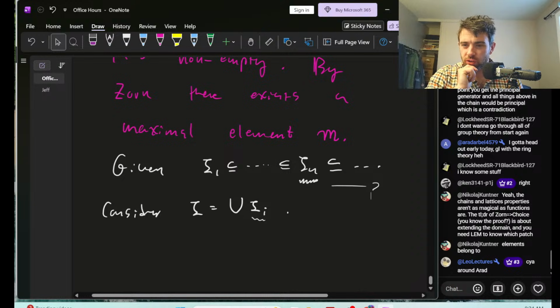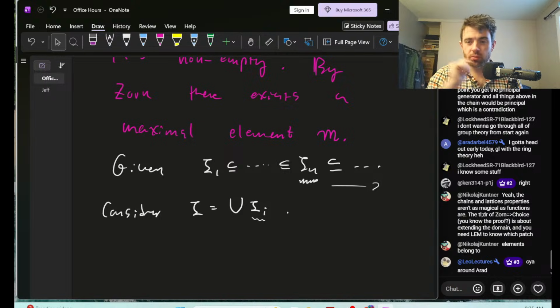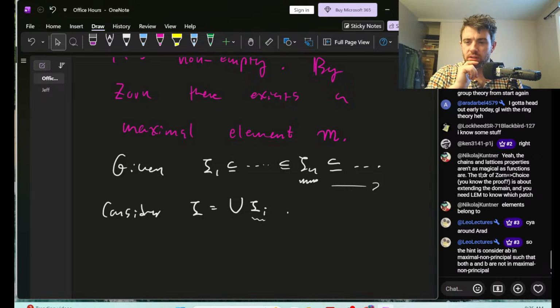The chains and lattices properties aren't as magical as functions are. The TLDR of Zorn implies choice, I don't remember the proof, it's been so long since I've seen it, is about extending the domain. I see. And you need LEM to know which patch to belong to. Interesting. Huh. Very cool.